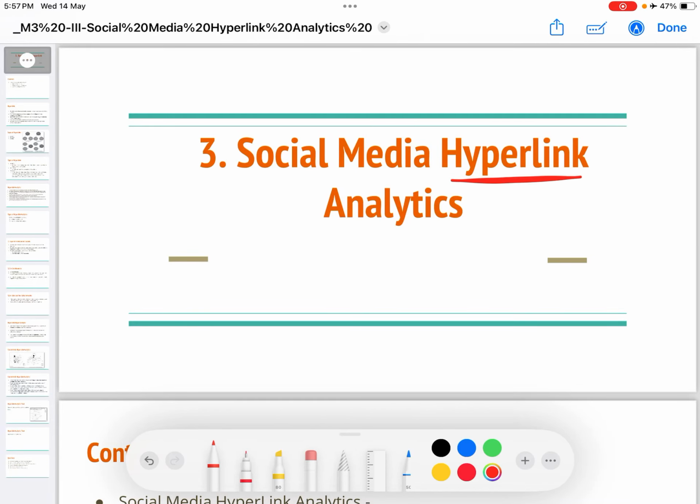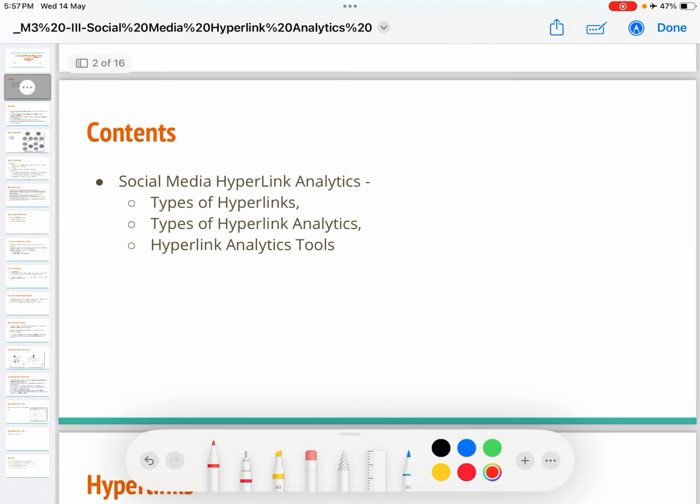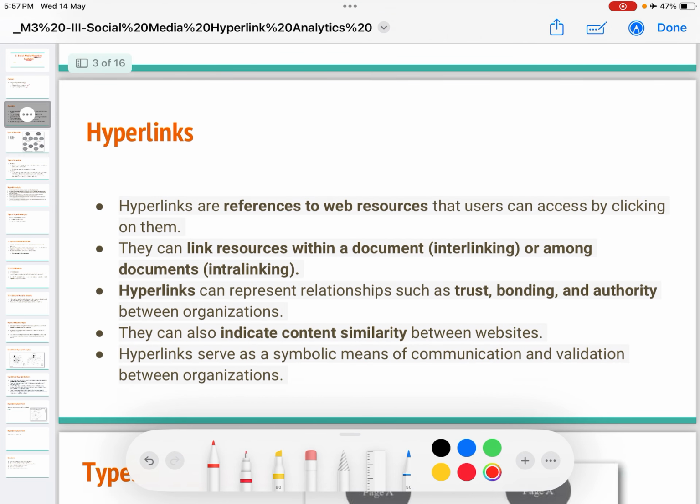Social media hyperlink analytics: types of hyperlinks, types of hyperlink analytics, and hyperlink analytics tools. So what are hyperlinks? Hyperlinks are references to web resources that the user can access by clicking on them.